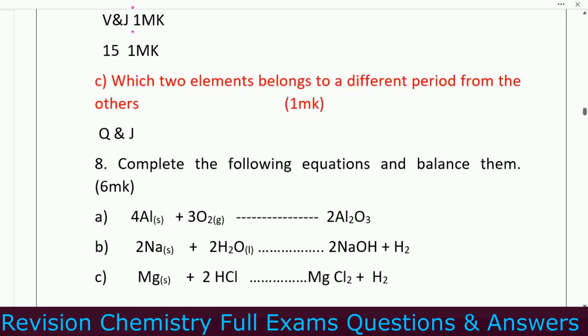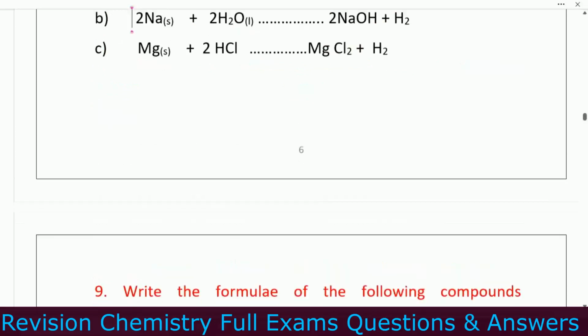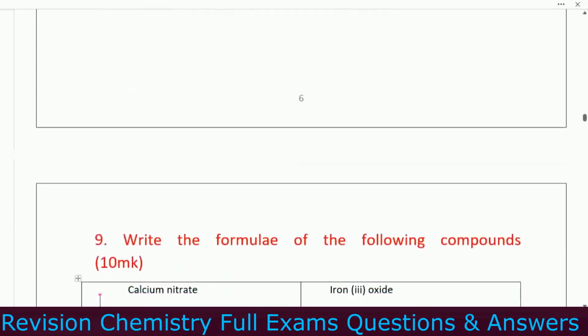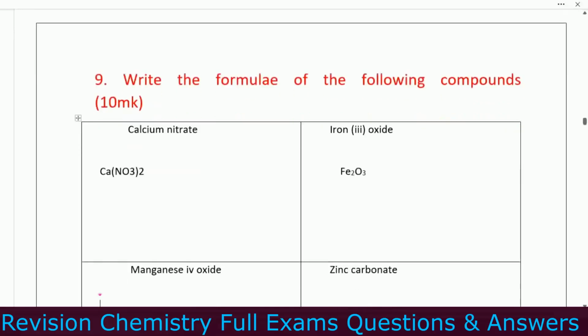Complete the following equations and balance them. Aluminium plus oxygen, you get aluminium oxide. Sodium plus water, you get sodium hydroxide then hydrogen gas. Magnesium plus hydrochloric acid, you get magnesium chloride plus hydrogen gas. Then you should know how to balance. You can only know how to balance these questions by doing a lot of practice. You get many equations, then you balance them. The more you try, the better you become.